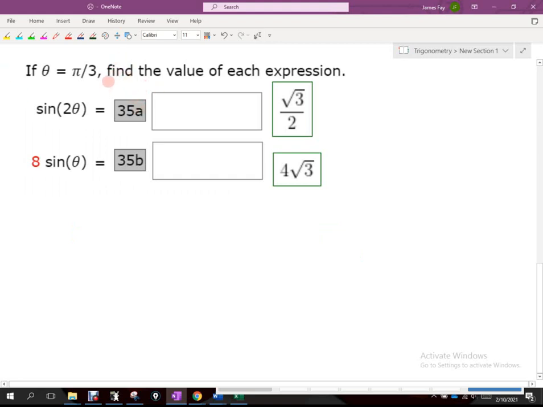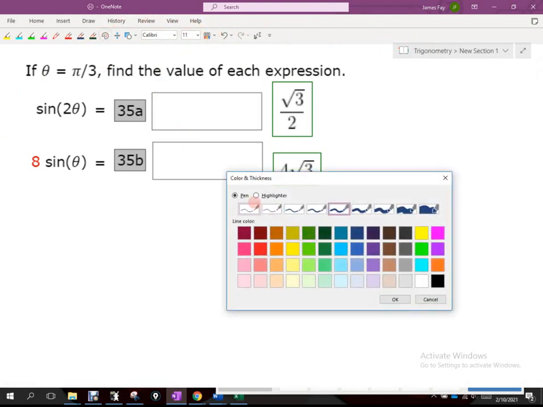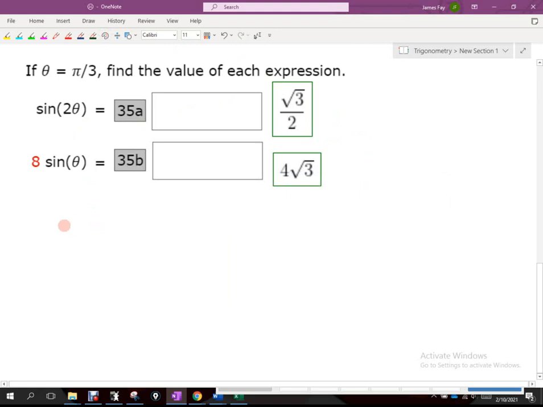So here they're saying if theta is pi/3, find the value of each expression. There's a couple different ways we can do this. Let's approach this not in radians first, and then we'll come back and do it in radians. So when it says pi/3, does anybody remember how many degrees pi/3 is? Or if you don't remember, it is 60. We can go pi/3 times 180 over pi. That's the conversion factor. Pi's cancel. 180 divided by 3, 60 degrees.